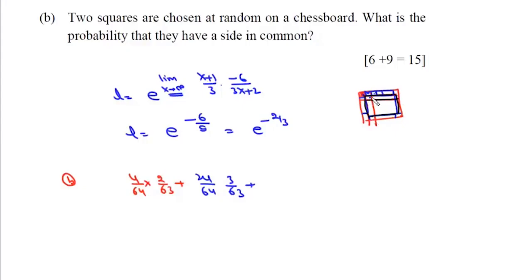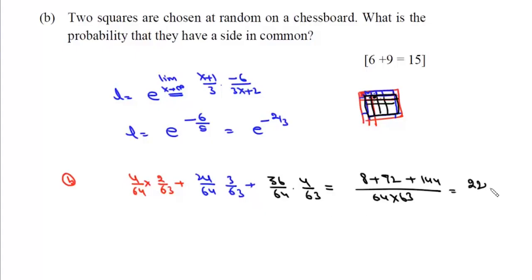if we choose any of these squares from remaining squares. Now total number of remaining squares will be 6 into 6, 36. So probability will be 36 by 64 into, so each of these squares has 4 neighbors. So we can choose any one out of 4. It can be done in 4 by 63 ways. So this required probability is 4 into 2, 8 plus 72 plus 144, which is 224 upon 64 into 63.